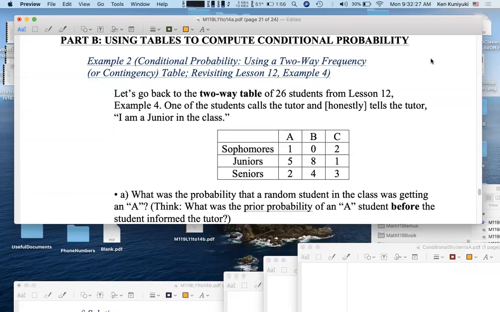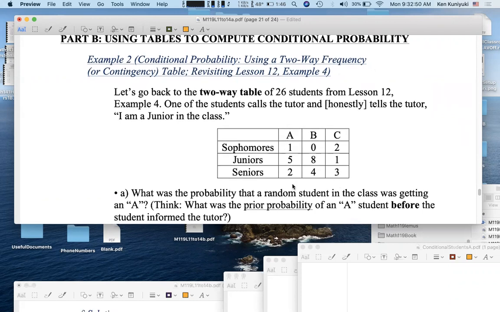Hi, everyone. Let's now use a two-way frequency table to compute conditional probabilities. We've seen this table before. So remember, there's a class of 26 students, all of them passing, all of them sophomores, juniors, or seniors. And we had this data on the 26 students in the class. And all 26 students are accounted for in this table. So the grand total is 26. You can check that. Everyone's passing, and there are no freshmen.